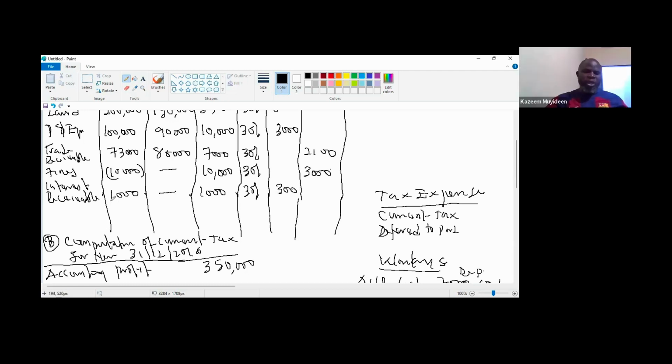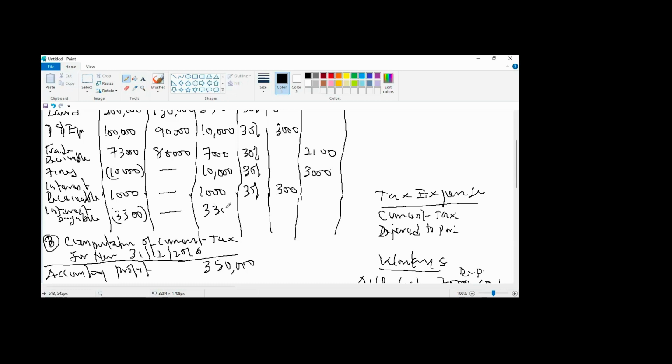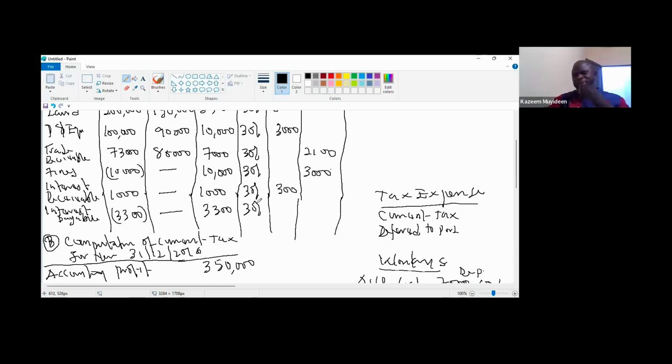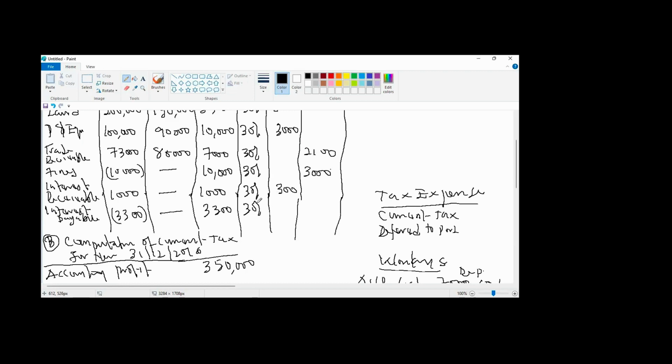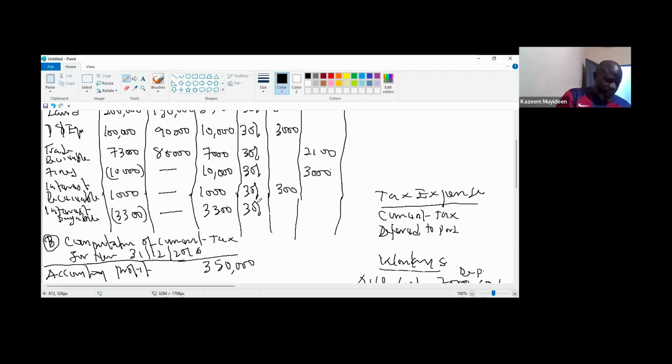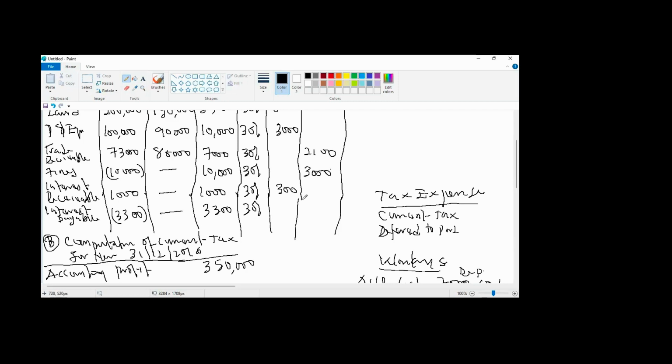Then we go to the next one, which is the interest payable of 3,300. Don't forget, it's a liability to us. We are paying payables, cash basis, 3,300. Tax rate of 30%. It is an asset. I will multiply 3,300 times 0.3, which gives me 990.